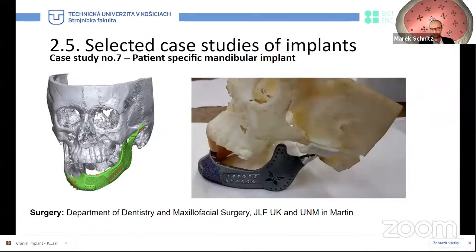So we prepared this adjustable mandible with a butterfly for the X-ray, so the girl can see the butterfly on the X-ray every time she is radiated. This was a TMJ implant, so also with the PE joint, and the implant was from titanium and the joint was from PE.